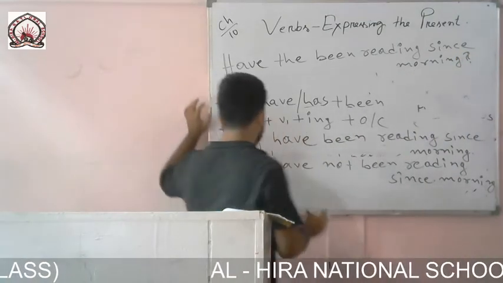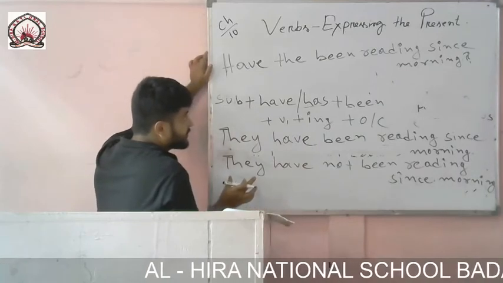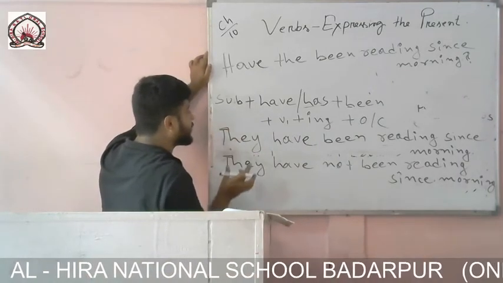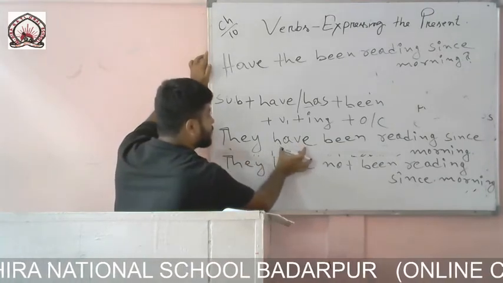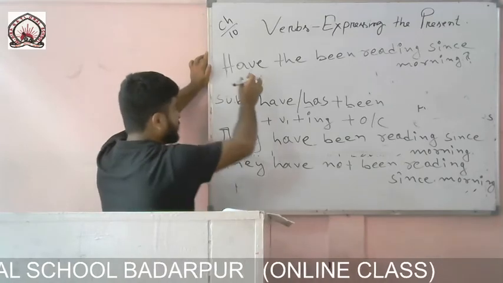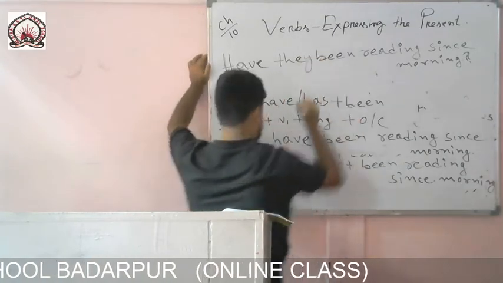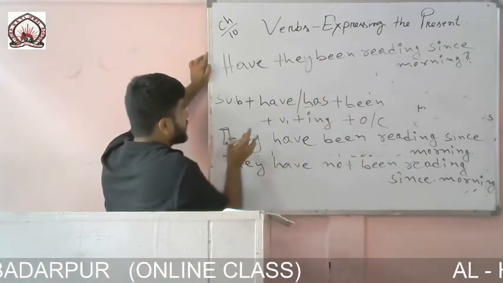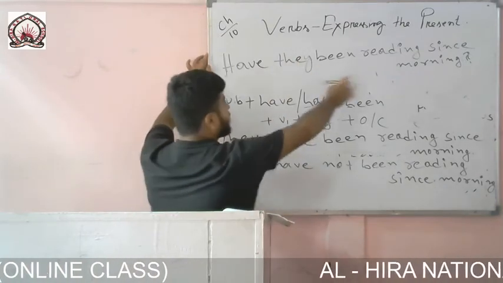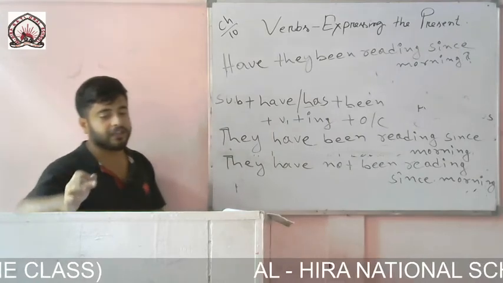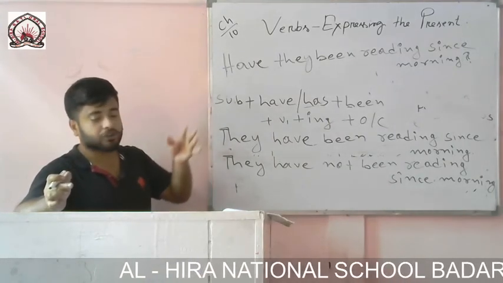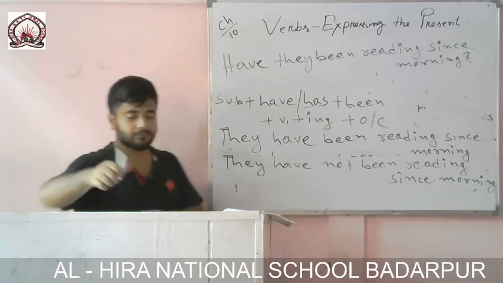So what I have done to transform the affirmative sentence into interrogative, I have brought the auxiliary verb have at the beginning. Rest part is same. Have they been reading since morning? Understood or not? Then question mark at the end.